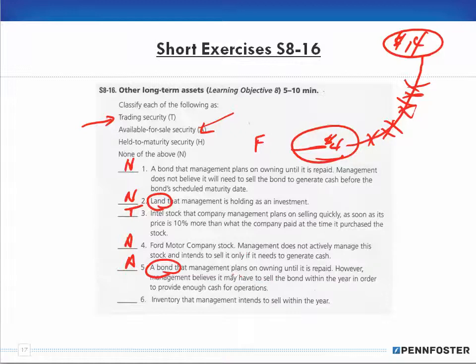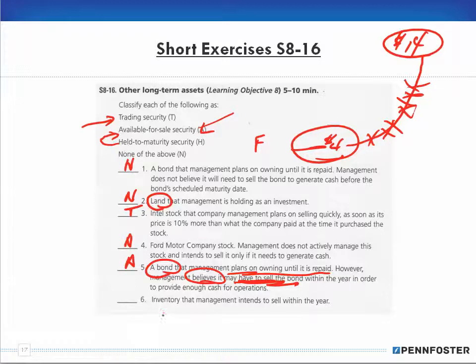Now, you can make the argument that this could be a held to maturity security, and that they plan on owning it until it is repaid, right? But they believe they may have to sell it. Even though their plan was to wait until it's repaid, they think they're going to have to sell it, so it moves out of held to maturity and moves to available for sale, even though it's the same bond.